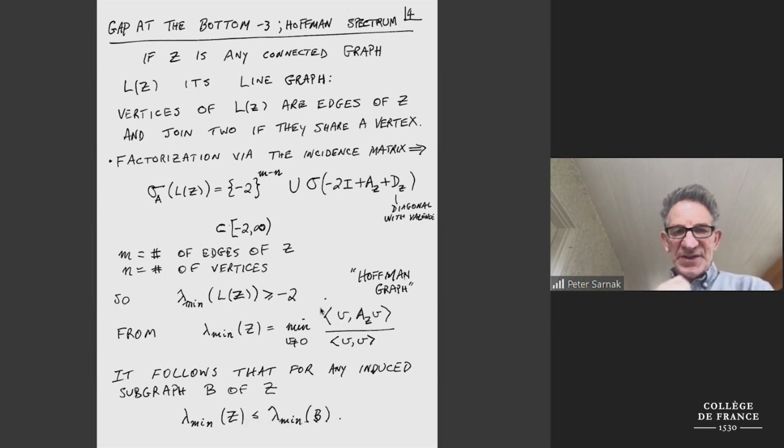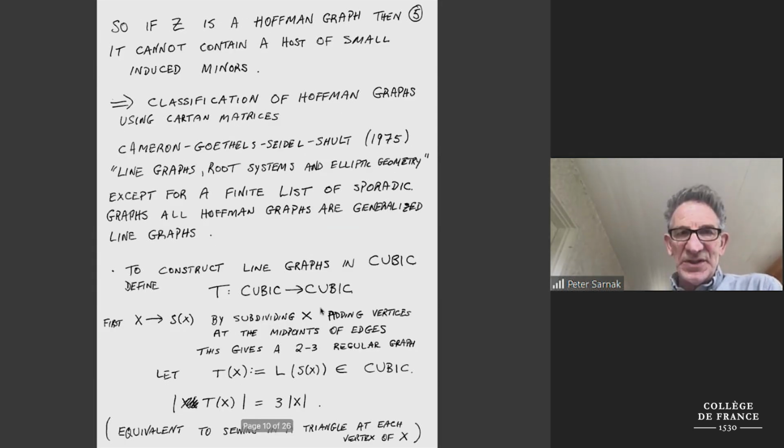A Hoffman graph is a graph, any finite graph, for which the minimum eigenvalue of the adjacency matrix is bigger than or equal to -2. And I'm saying that that's very hard to have. I'm going to give you a theorem now. It's not mine.